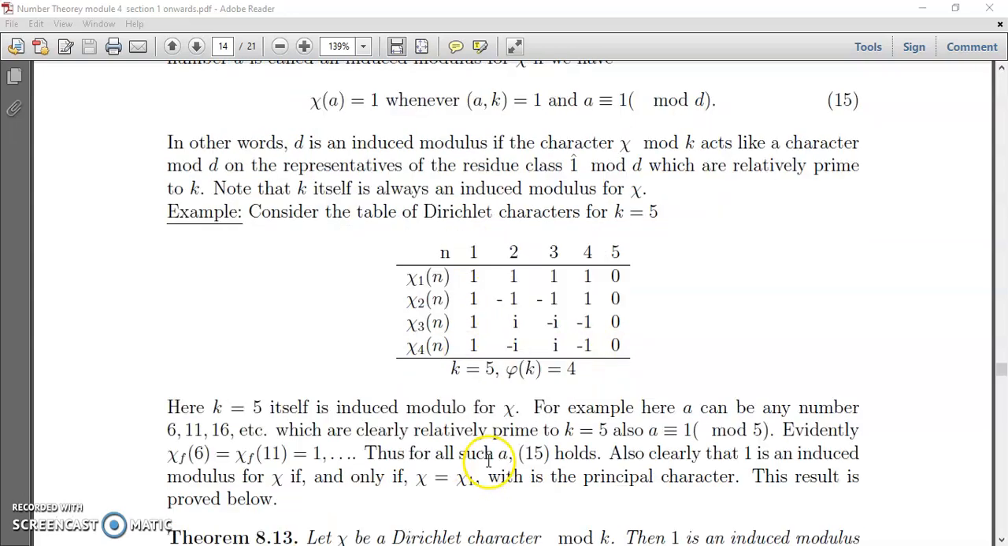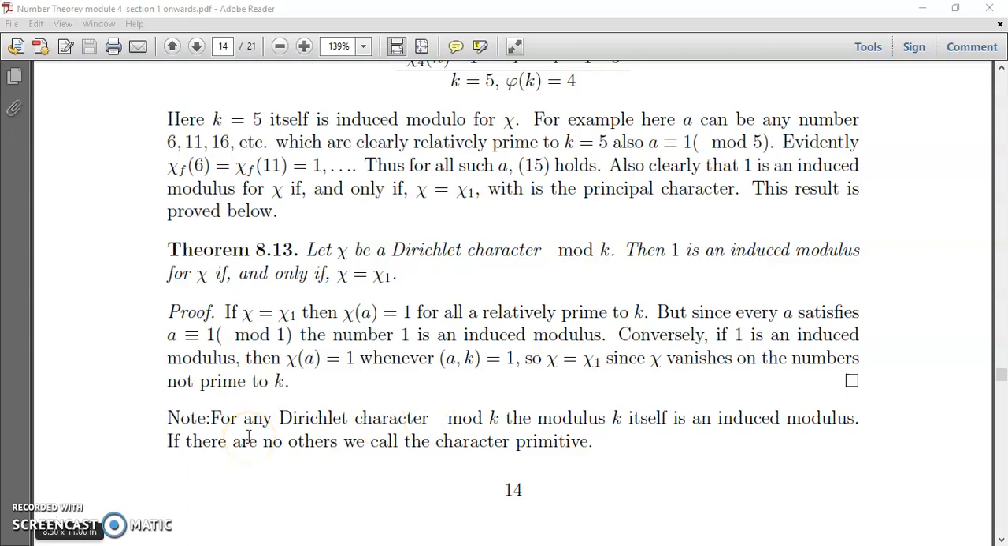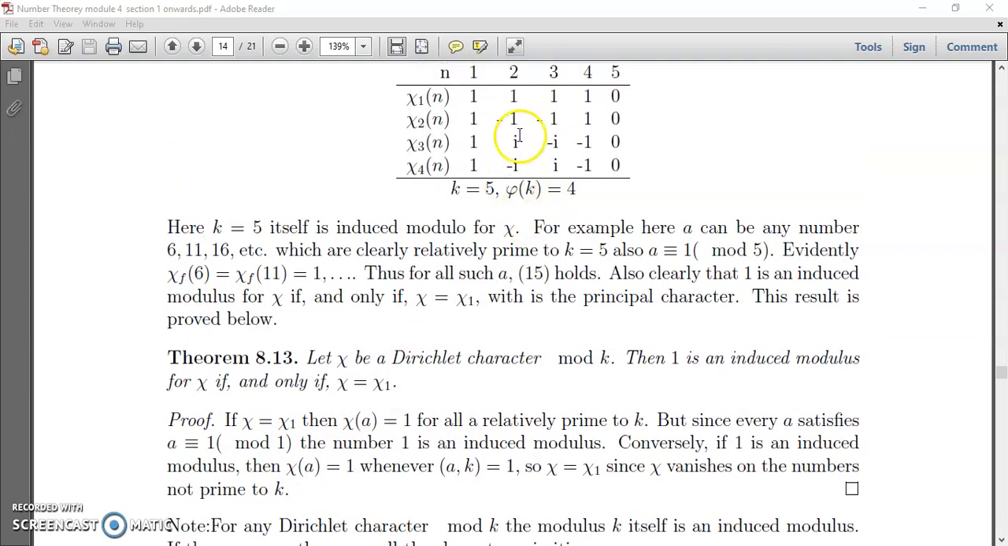That is evident. So the converse part: if 1 is an induced modulus, then what is the definition? 1 is an induced modulus means that for any a with the GCD of a and k equal to 1, and a congruent to 1 mod d, we have chi of a equal to 1. So this is possible. Chi of a is 1 only in the case when this chi is chi1. In other cases it is not 1. So that is satisfied only in the case chi is equal to chi1.